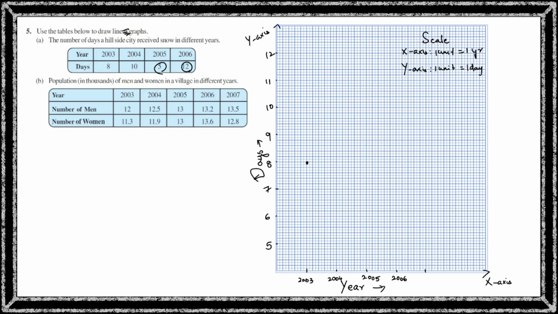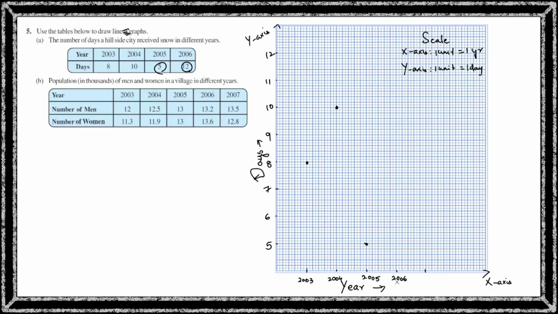The second point, 2004, is 10. Okay, I'm going to go along 2004, and 10 is over here. So this is my second point, right? And then 2005, the data says 5. So 5 is very close, so it's easy for me to plot that. This is my third point.